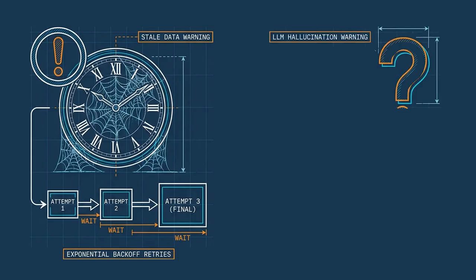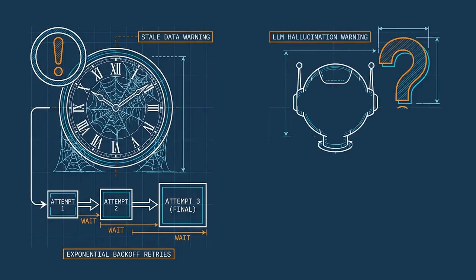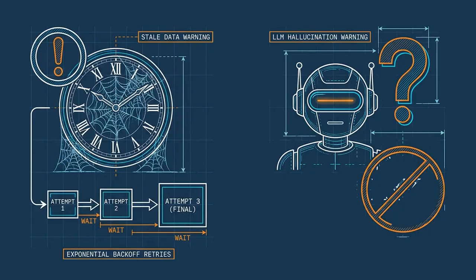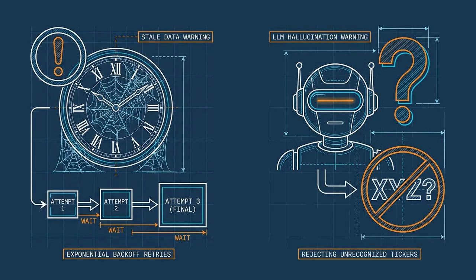Also watch for LLM hallucination on tickers not in your portfolio. Constrain the model's output strictly to the tickers present in the input payload and reject any response containing an unrecognized symbol before it reaches the order router.